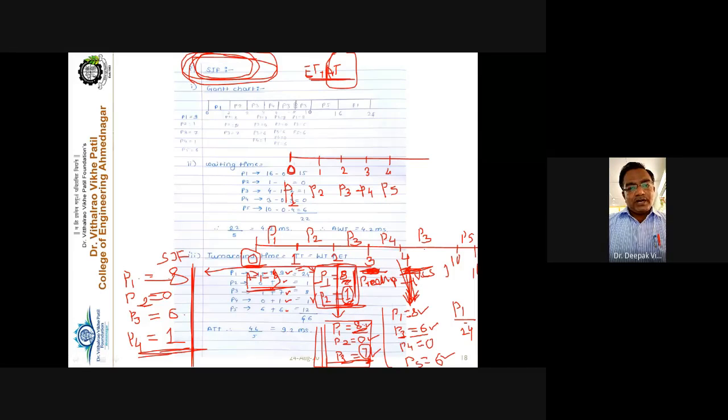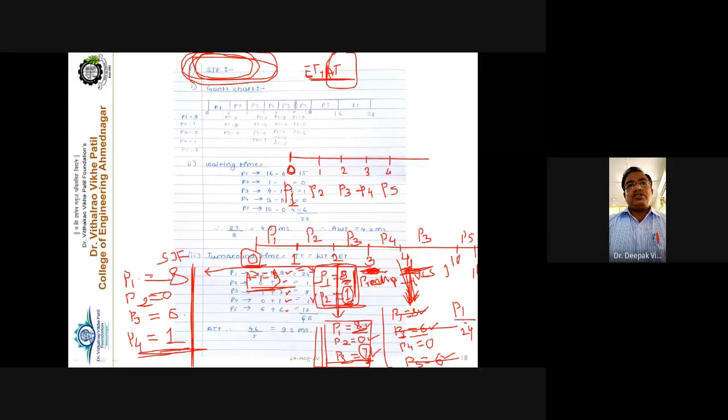Now how long will P3 continue? P3 will continue for its total duration, complete execution up to 6 milliseconds, because after 4 milliseconds there is no process arriving in the system, there is no chance for any new process, no comparison. So it will continue up to 6 milliseconds. Then P5 is taken, and finally P1 will be taken for execution. This is the simplest logic behind SJF preemptive.